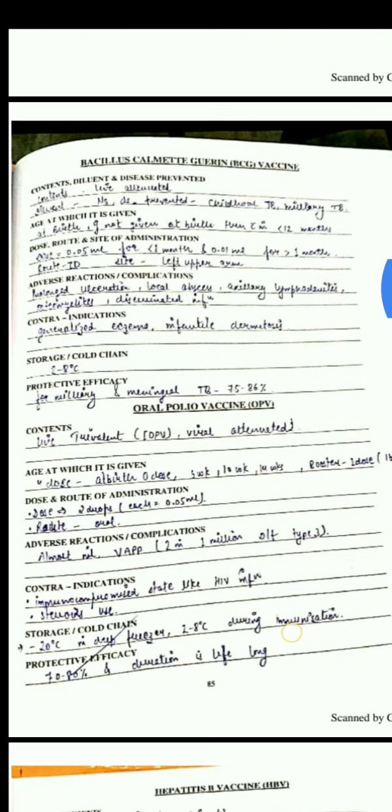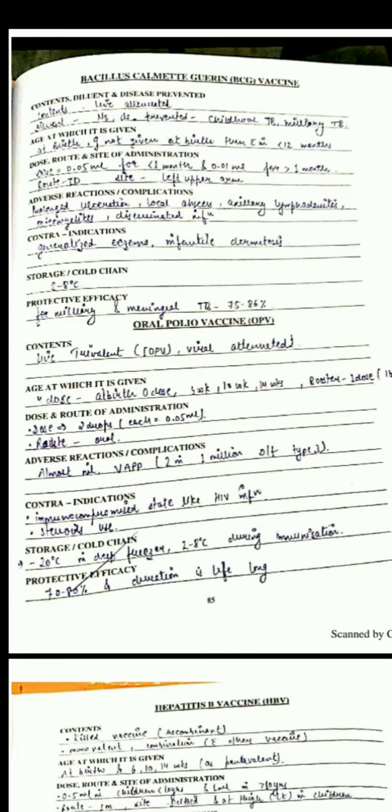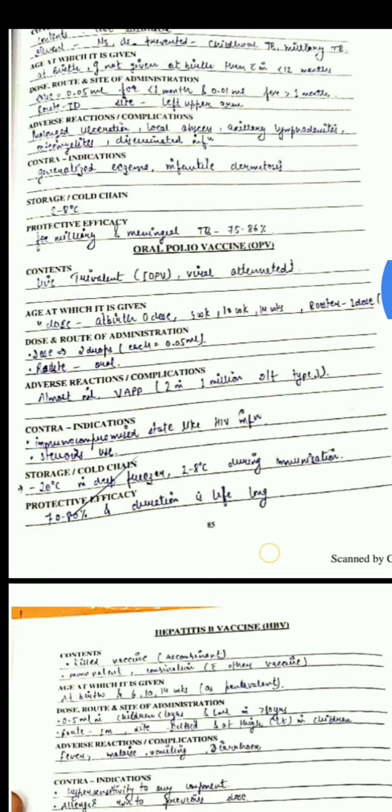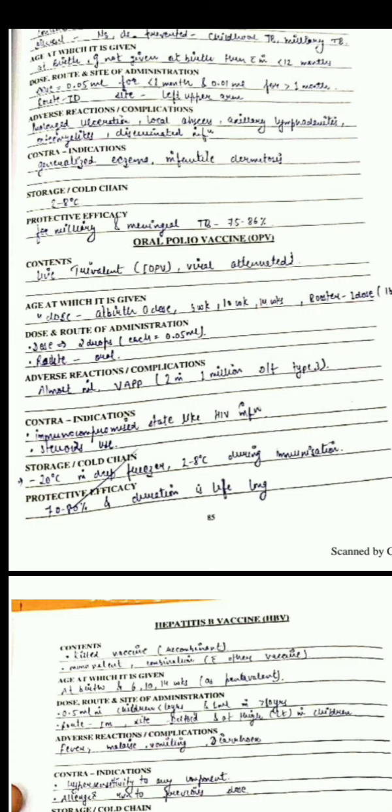Now it is stored at 2 to 8 degrees centigrade. Protective efficacy for miliary and meningeal TB is 75 to 86%. Next is the oral polio vaccine. So oral polio vaccine is a live trivalent attenuated vaccine.